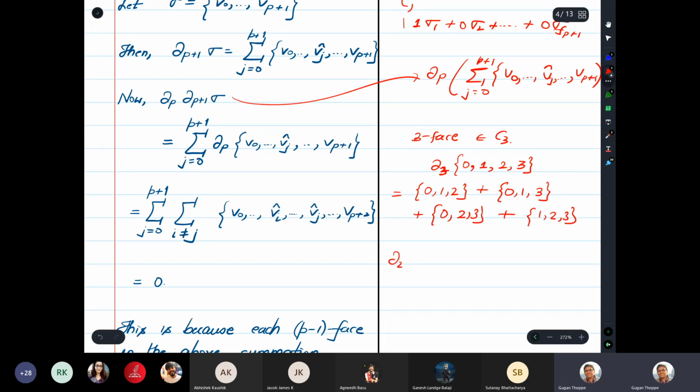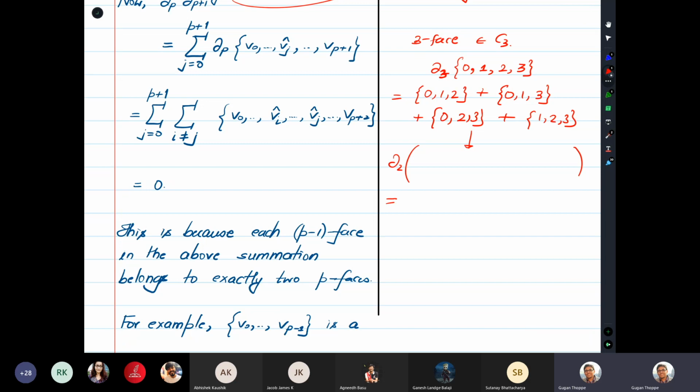Now I have applied ∂_2 on whatever is this. So what will I end up with? If I apply ∂_2 on 0, 1, 2, since ∂_2 is a linear operator, if I apply ∂_2 on the above thing, I'll end up with something like this.